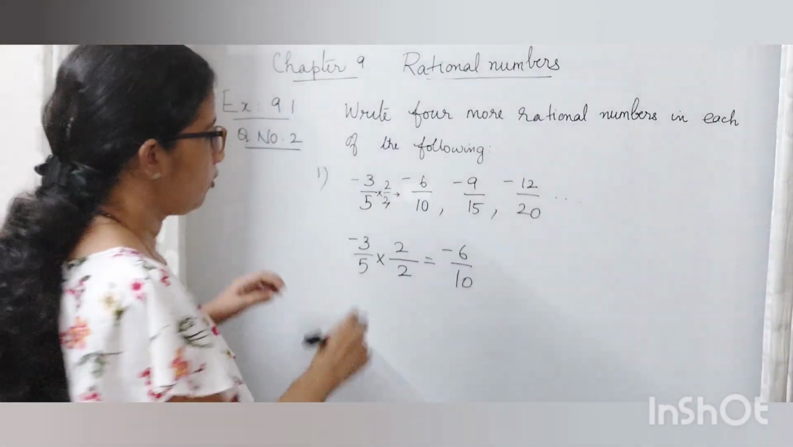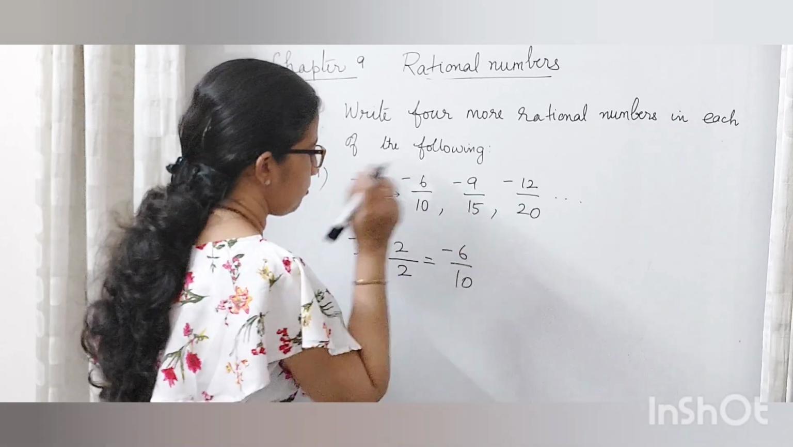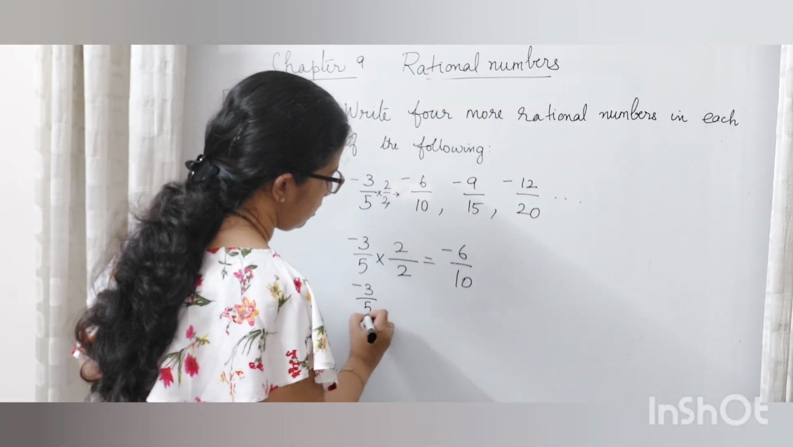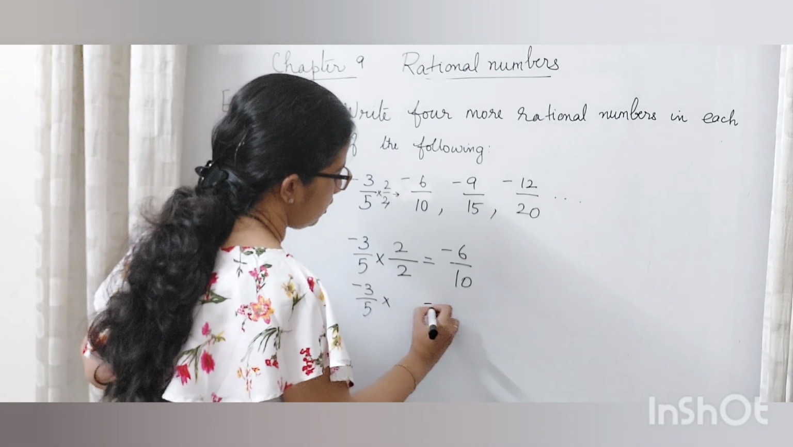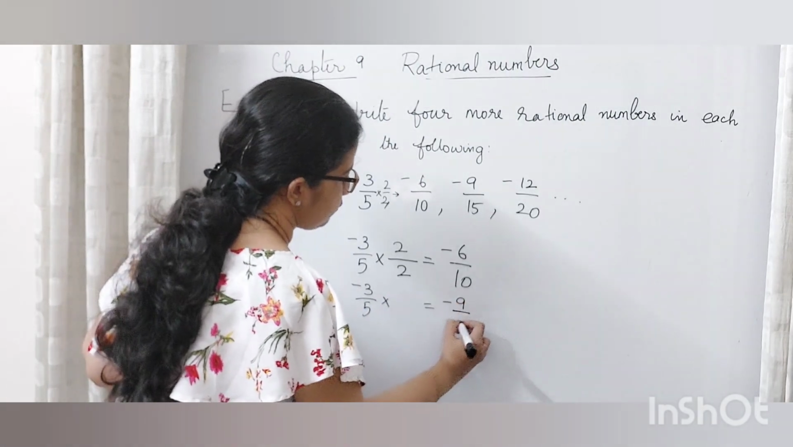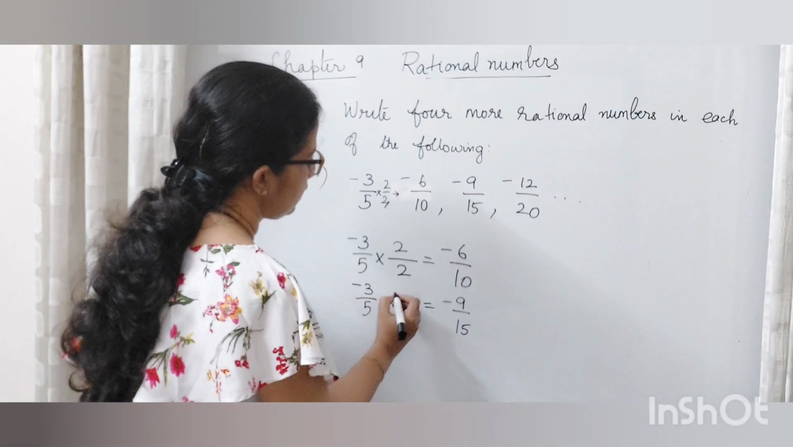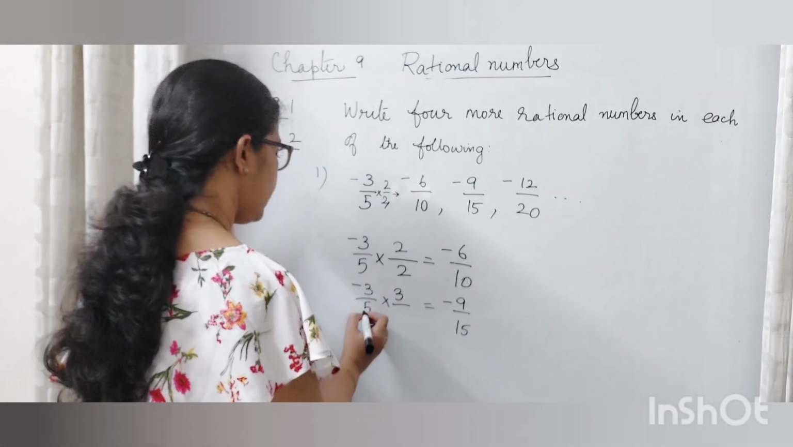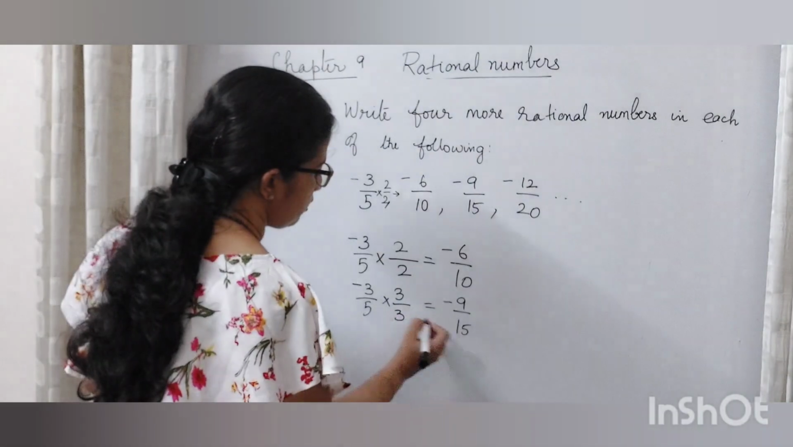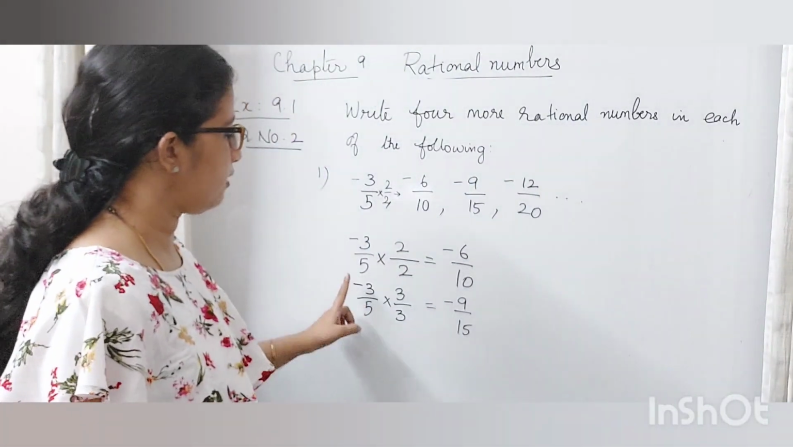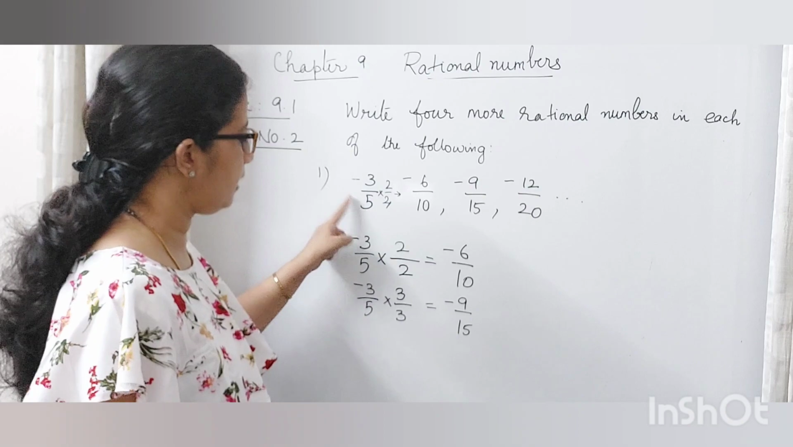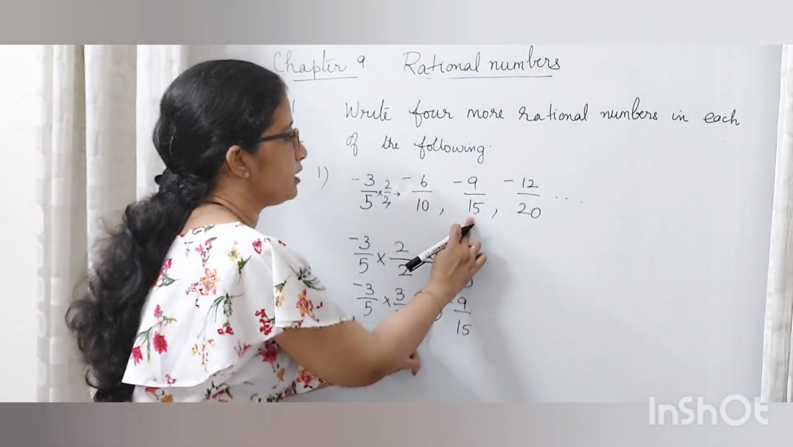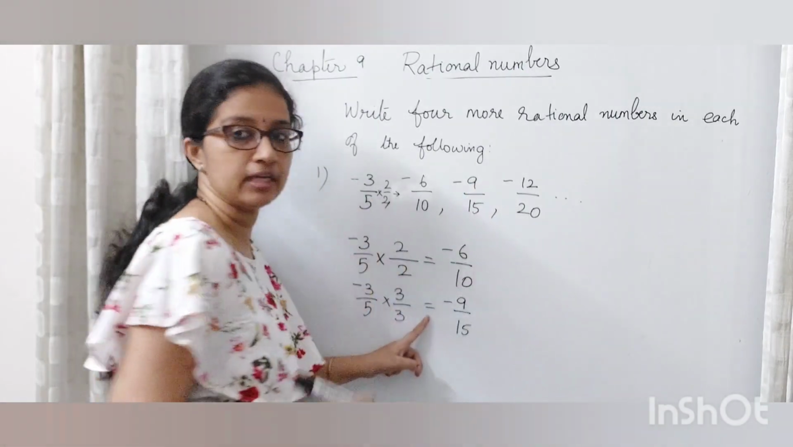Correct? Now, take the next one, minus 9 by 15. Minus 3 by 5 into what gives minus 9 by 15? We know that it is 3. Minus 3 into 3 is minus 9. Again 5 into 3 is 15. So we multiplied the first number, minus 3 by 5, with 3 by 3, so that we get the third number, minus 9 by 15.